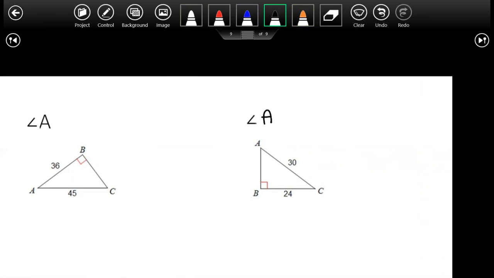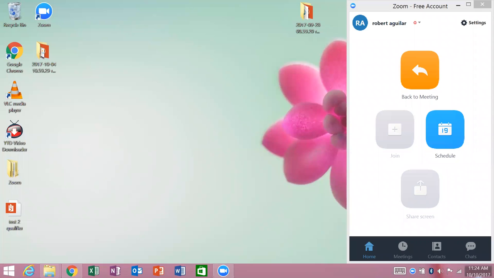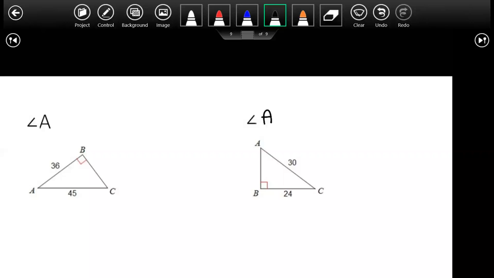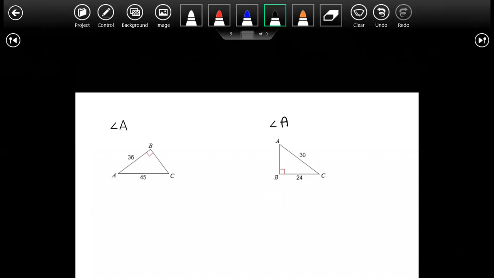Now, we're not given three sides. We're given specifically two. Without doing any work, and I know some of you can do this by now, what trig ratio should I use for each one of them? Because it just says for angle A. Do we know? Let's check. Let's figure out why.